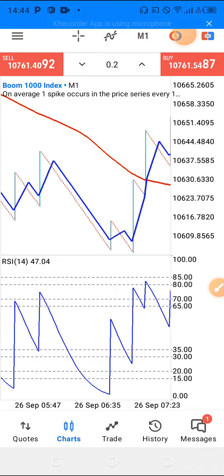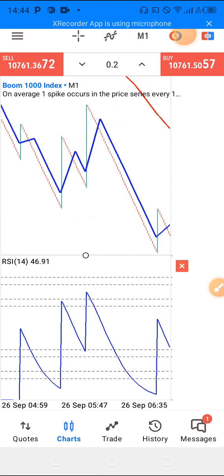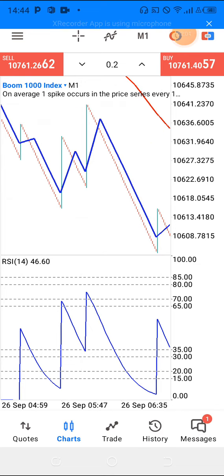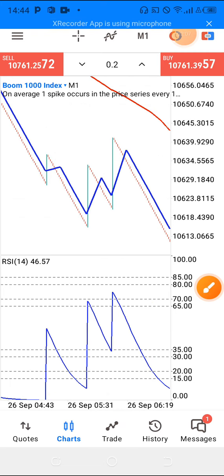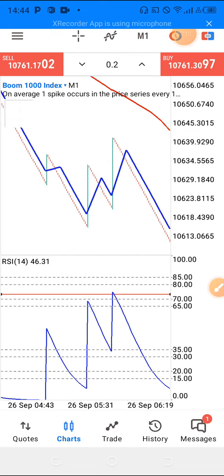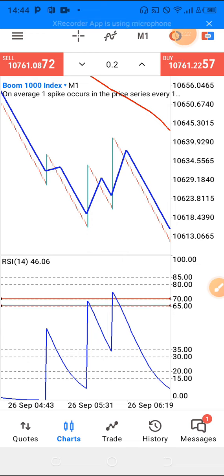Let's go on to how we use this strategy. I'm going to start with when the price is below the red line, which is our 200 moving average, this red line. So how do we trade when price is below that moving average? We'll make use of the following levels. We make use of level 70 and 65. So when price is below the red line, we'll be making use of those.